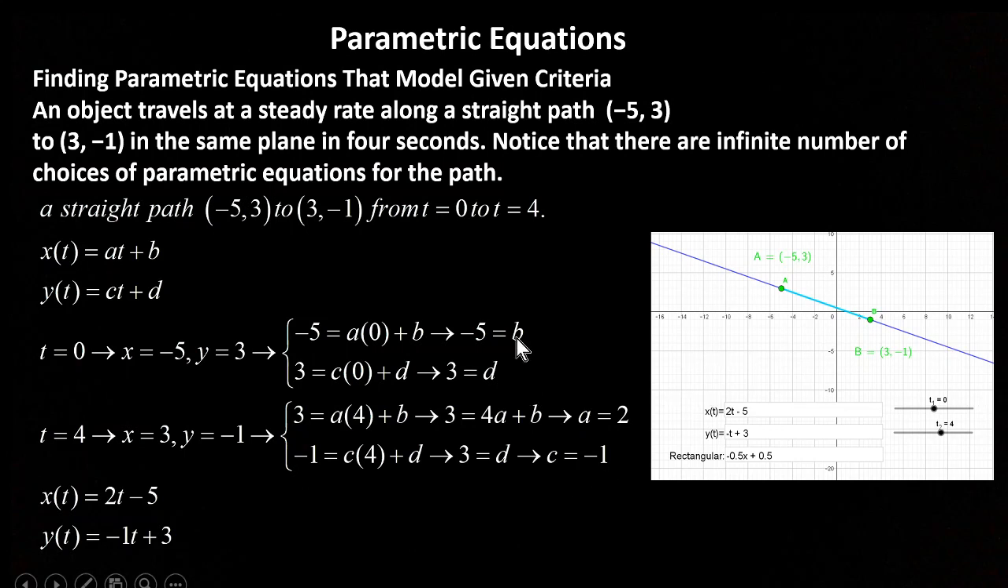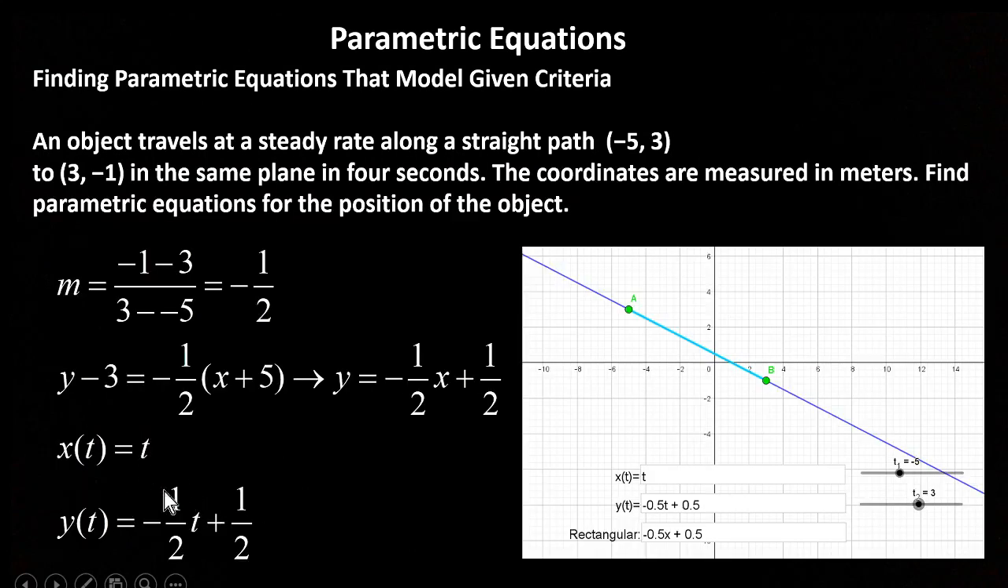And we already know b is negative 5 and b is negative 5 here. Then a is going to be 2. Okay, now we found the two equations, right? Now notice this parameterization is different from the previous parameterization. But they give you the same path.